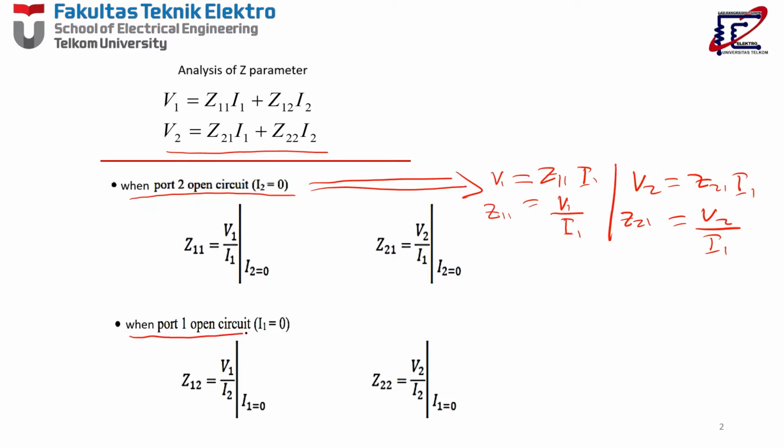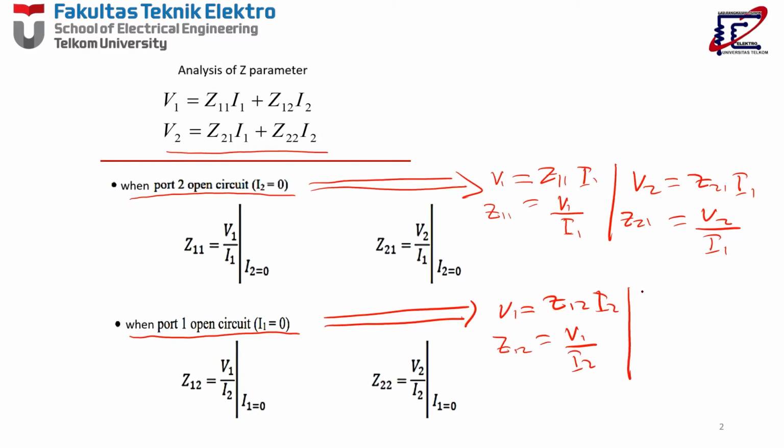Next, when port 1 is open circuit, we get V1 equals Z12 multiplied by I2, so Z12 equals V1 over I2. And then V2 equals Z22 multiplied by I2, so Z22 equals V2 over I2.